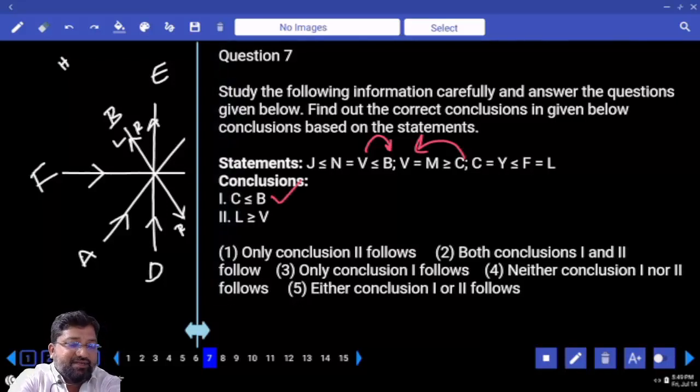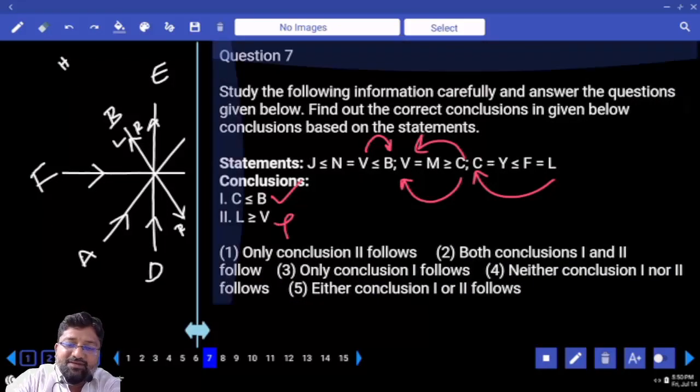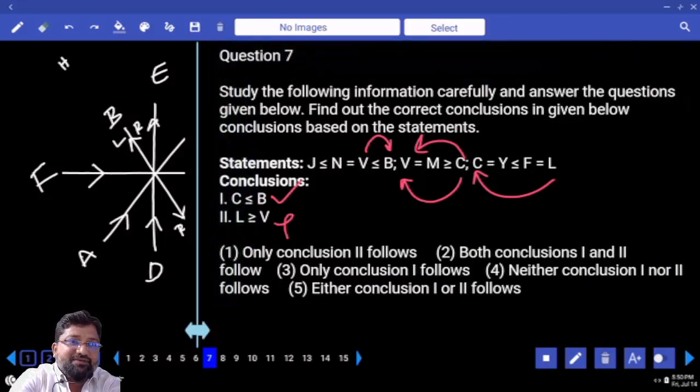Right or wrong? Right. L greater than or equals to E. L greater than or equals to V. I need to take the help of whom? L to C, C to V. L greater than, C less than: greater than, less than, opposite. What's the answer? Only 1. Simple.